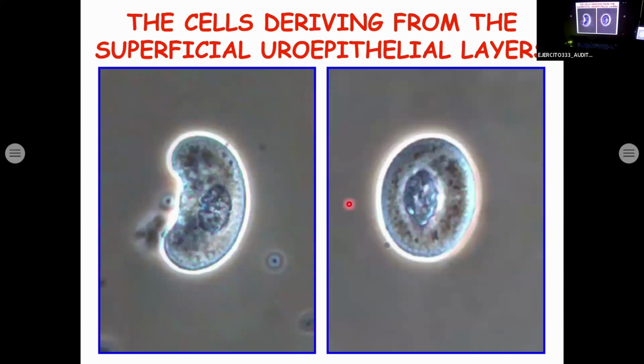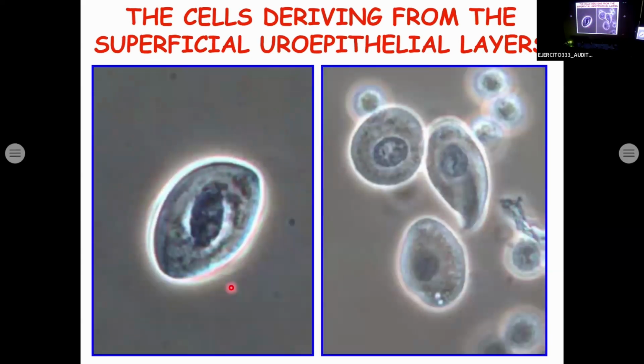Here we have examples of the superficial uroepithelial cells. Unfortunately, here we don't have a scale bar, but they are much larger cells compared to the previous one. Small nucleus compared to the cytoplasmic surface. Often there is a clear perinuclear halo, okay? And not only the size, but also the shape is very different compared to that of the deep uroepithelial cells.